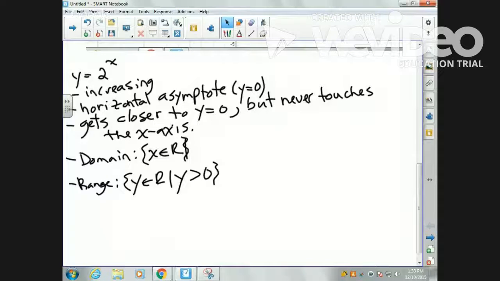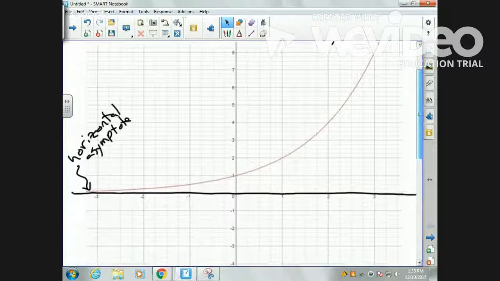Think about what the graph of the inverse function is going to look like. You may want to sketch both the graph itself of y equals 2 to the x and the inverse. Think about how some of the characteristics that we've listed here will be different for the inverse, and try to convince yourself of what that graph is going to be like.